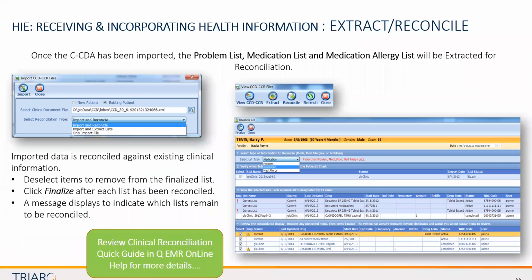So this is what it looks like on the screens where you're reconciling those lists, right? Here's the med list that came in on that C-CDA, and here's the med list I have in my system if it's an established patient, and then it reconciles the two. Keep in mind, this works kind of nicely if it's a new patient.